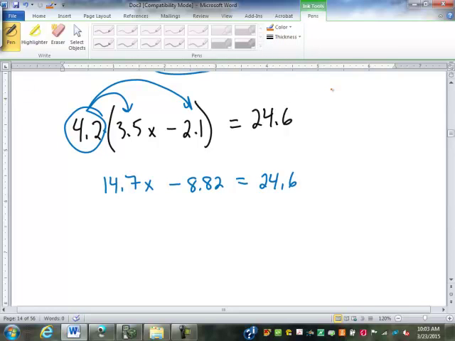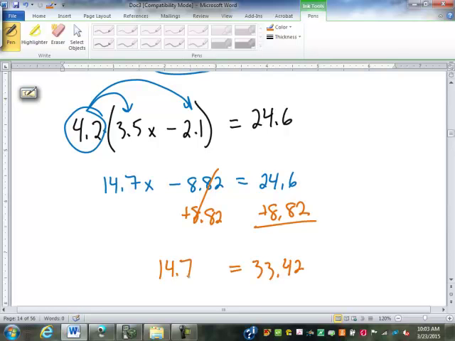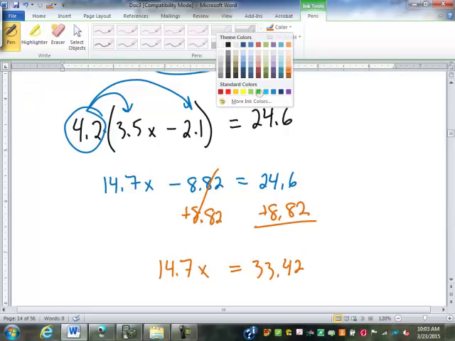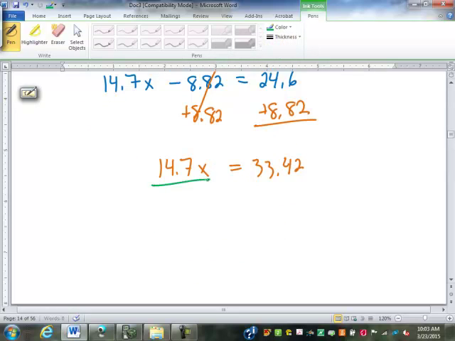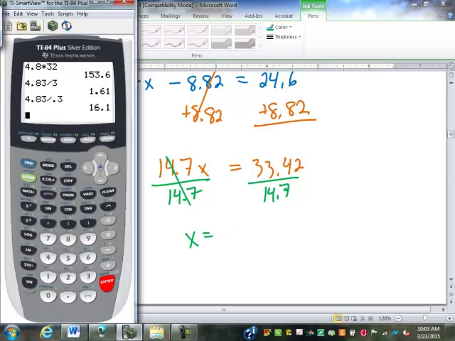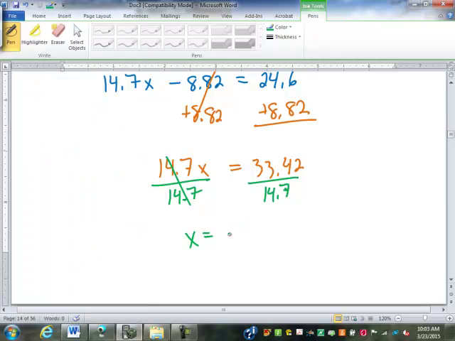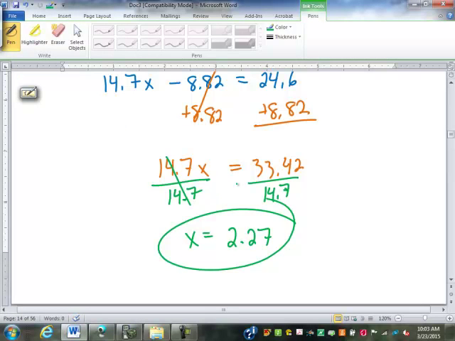Once we get to that point, what's our next step? Add 8.82. Get rid of that. So this is going to be 33.42 over here. 14.7x equals 33.42. And then what do we do? Divide by 14.7. X equals 33.42 divided by 14.7. 2.27 if we're going to the nearest hundredth again. I didn't specify there, but we'll just keep it to that. That's it. Yep.